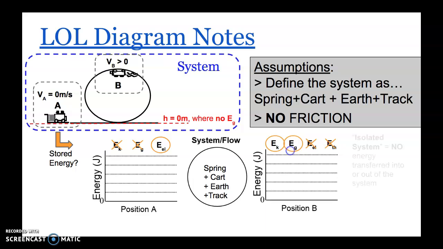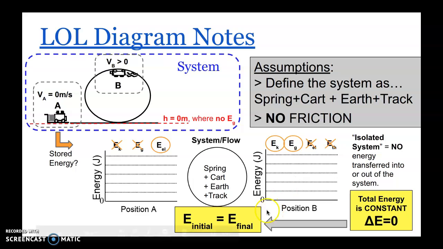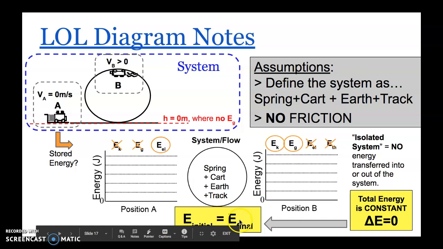By isolated system, what I mean is this system has no energy that's going to come into or out of that system boundary. There's no other objects that this system is interacting with, right? The spring interacts with the cart, the earth, the track maybe, but those objects don't interact with anything else. So the energy will stay inside of our system the whole time. So what we're going to say then is that if the energy is constant in my system, the initial energy is equal to the final energy.